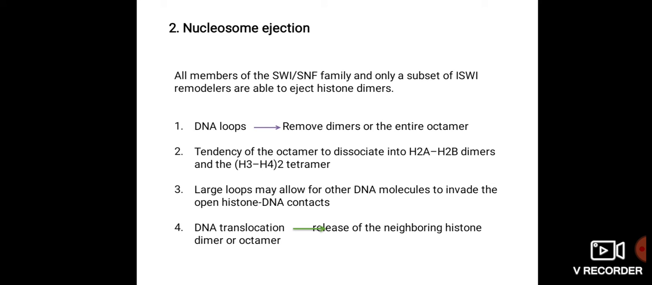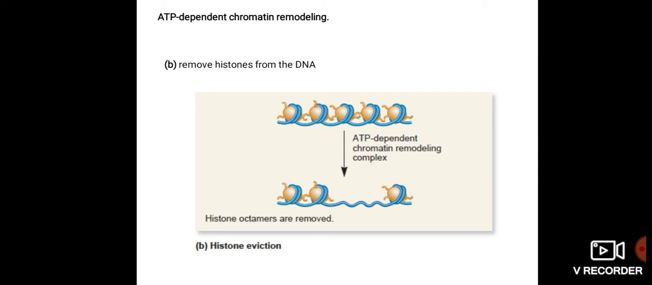The second mechanism is nucleosomal ejection. So here ejection is going to set the DNA free. DNA loops and removes the dimer, or even the entire octamer can get removed. The tendency of the octamer to dissociate into H2A-H2B dimer and then H3-H4 tetramer is there, and large loops may allow other DNA molecules to invade and open the histone-DNA contacts. That can also happen, and DNA translocation releases the neighboring histone dimer or octamer can also take place.